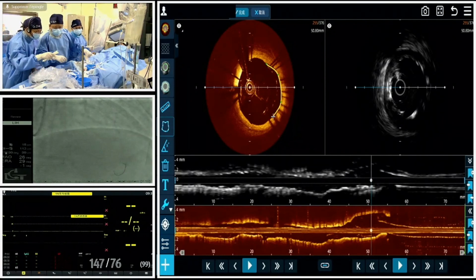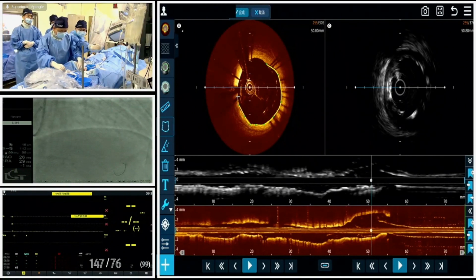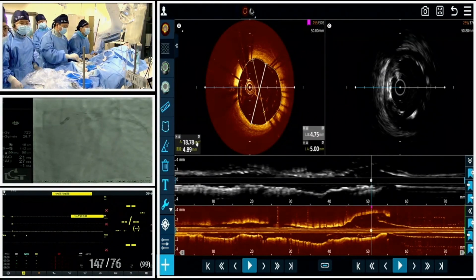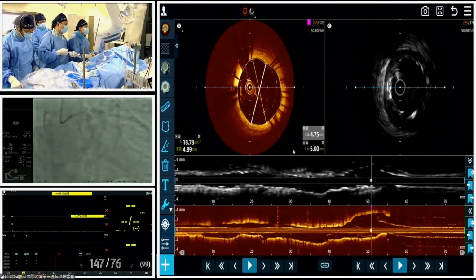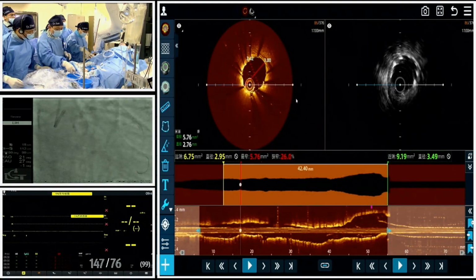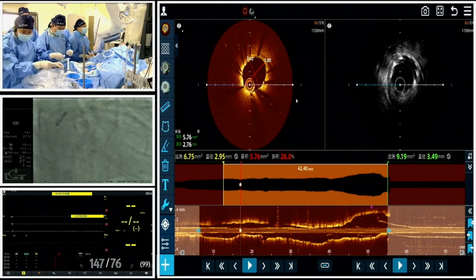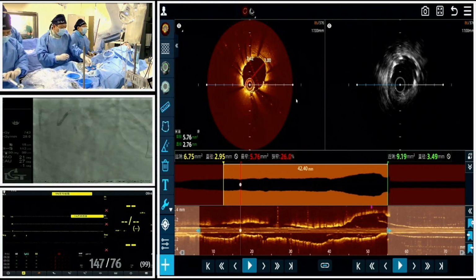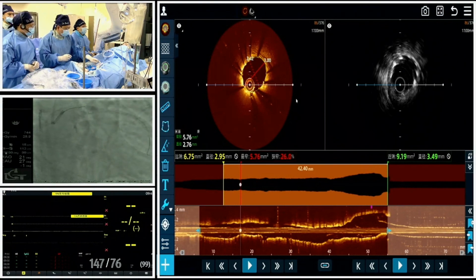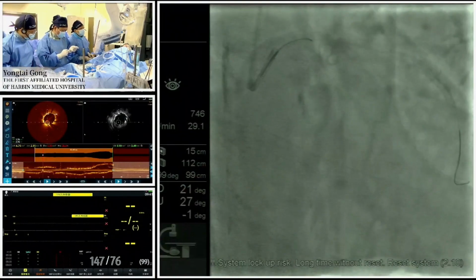I think from the IVUS image, it's clearer than OCT, right? With the NC balloon, you could see the malposition. The MSA in the left main is 18.78 square millimeters. It's very large. Okay, after performing the POT technique, next step we'll wire the circumflex and then perform the kissing balloon technique.